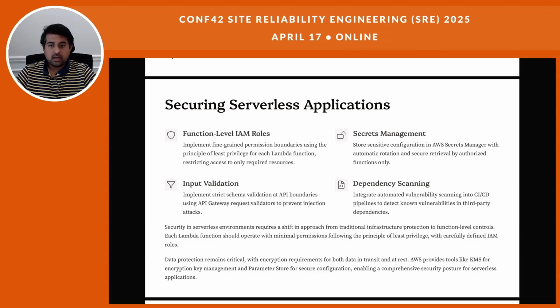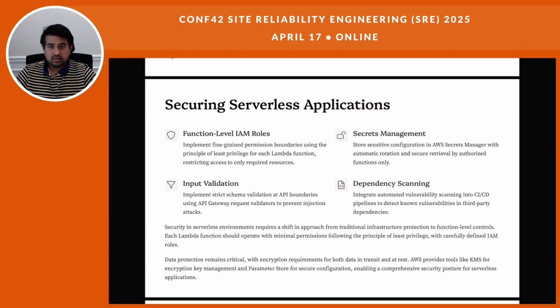Data protection remains critical, with encryption required for both data in transit and at rest. AWS provides tools like KMS for encryption key management and Parameter Store for securing configuration, enabling a comprehensive security posture for serverless applications. So the additional data points and security practices to consider would be network segmentation, runtime security, logging and monitoring, security audits, and immutable deployments, ensuring that Lambda function deployments are immutable, preventing unauthorized modifications.